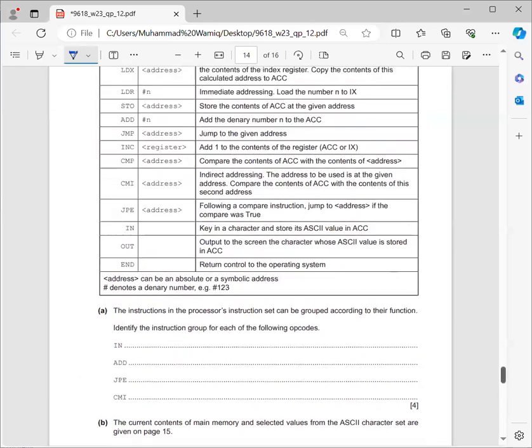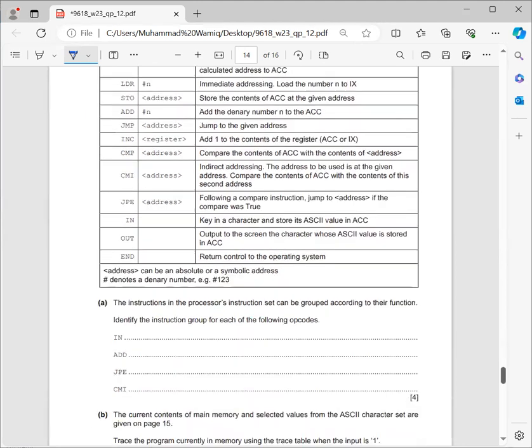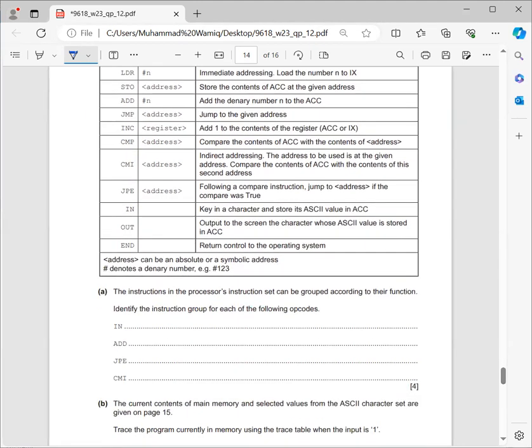Then I have question number 9. Question number 9 says that this is the table that shows these instructions. The processor has two registers, the accumulator and index register. The first part is that the processor's instructions can be grouped according to function. Identify the instruction group. First of all, I have IN. IN belongs to the group that is input and output of data. The second one is ADD, that stands for arithmetic operations.